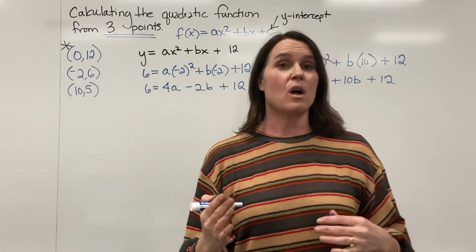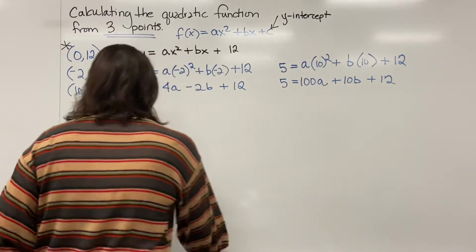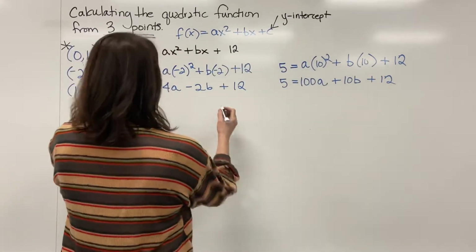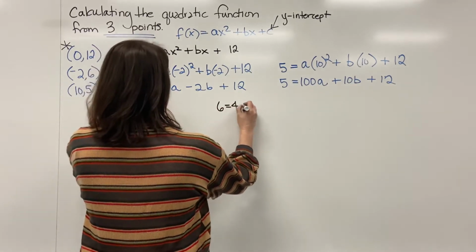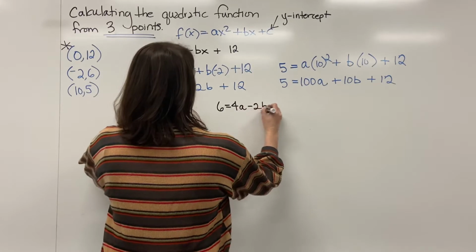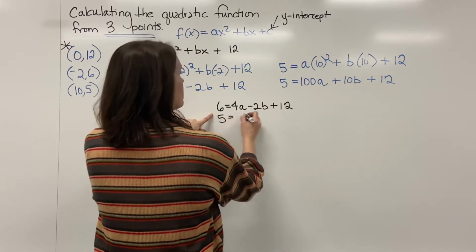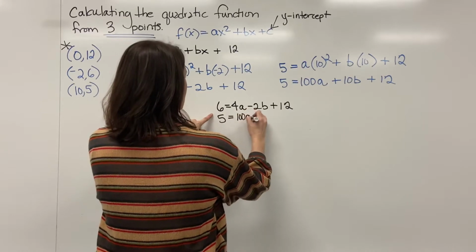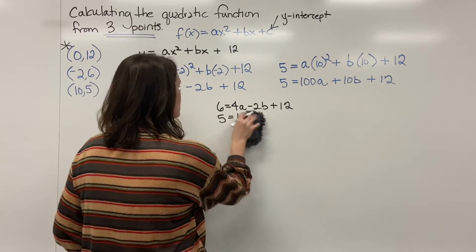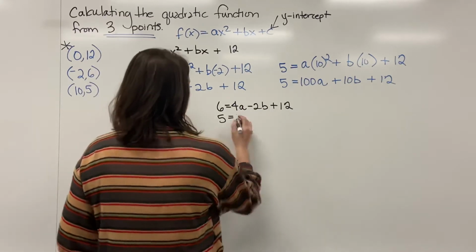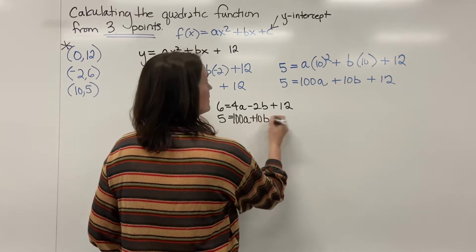I know I can solve 2 equations with 2 variables if I set them up as a system. So let's set them up as a system in the middle here. So I have 6 equals 4a minus 2b plus 12. And I have 5 equals 100a plus 10b plus 12. Let me get these to line up perfectly so we can visualize this really well.